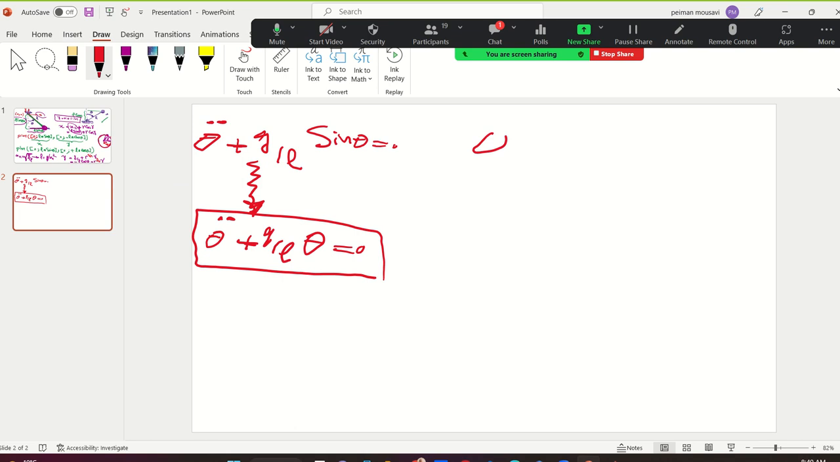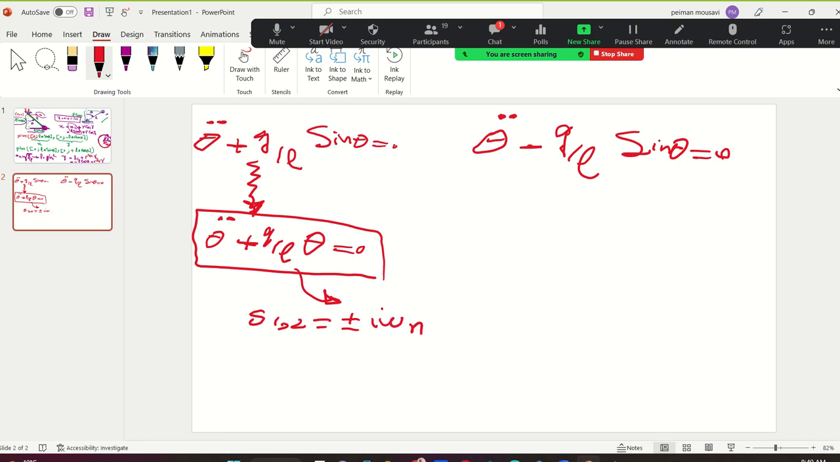For the inverted pendulum, the differential equation was this: G over L sine of theta equals 0. And remember, this one had a pair of pure imaginary roots, but here S1 and S2 were a pair of real roots, one of them located on the right-hand side of the imaginary axis. That makes your system unstable. Remember I taught you? Yes?